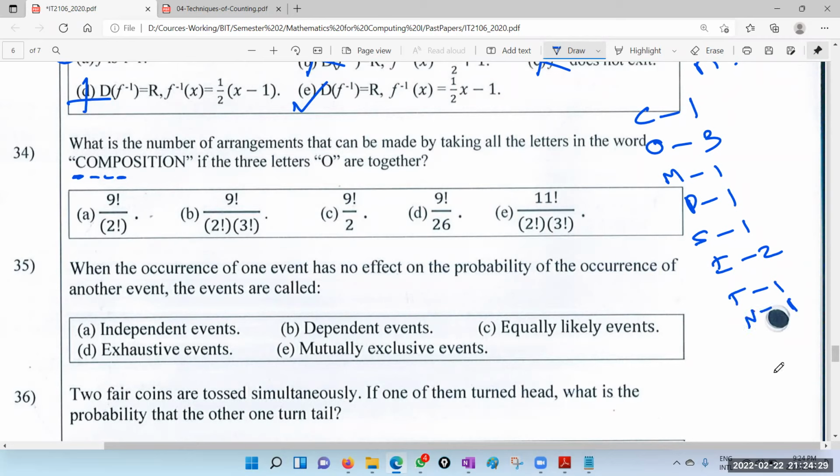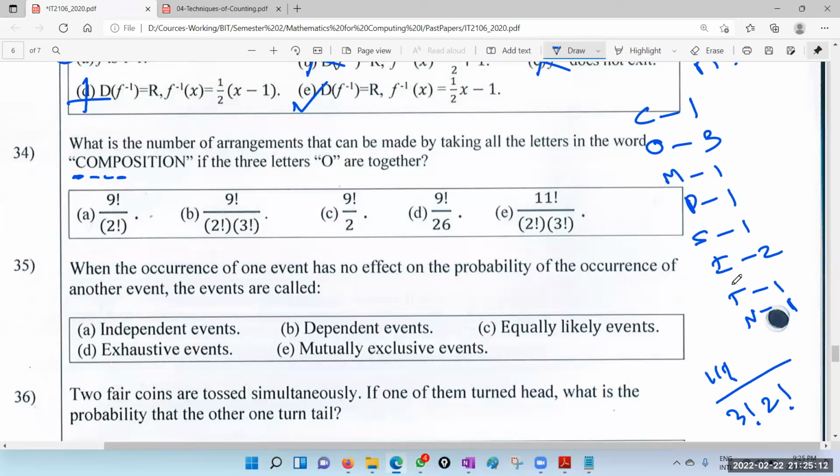But if you forget about this O concept, the answer is a factorial. How many letters are there? 1, 2, 3, 4, 5, 6, 7, 8, 9, 10, 11. If this O issue is not there, the answer is factorial 11 divided by factorial 3 factorial 2, because you have 3 same things and 2 same things, right? That is if the O's are not together.